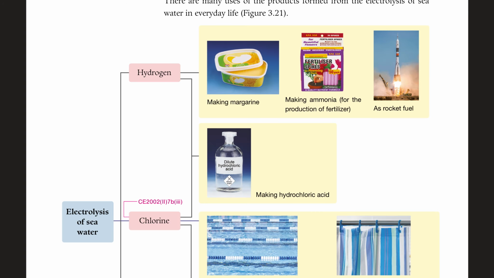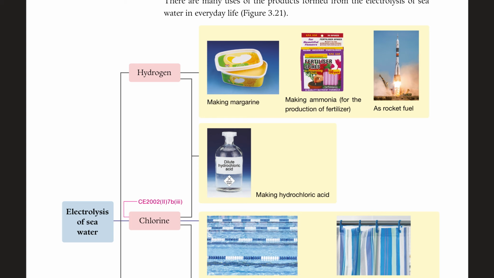Then we come to the use of the products from the electrolysis of seawater. I recommend that you at least memorize 1 to 2 uses for each substance. For example, hydrogen can be used as a rocket fuel, which we have discussed in the Form 2 syllabus. Besides that, it can also be used to make hydrochloric acid, implied by the name of the acid, hydro, which contains hydrogen.